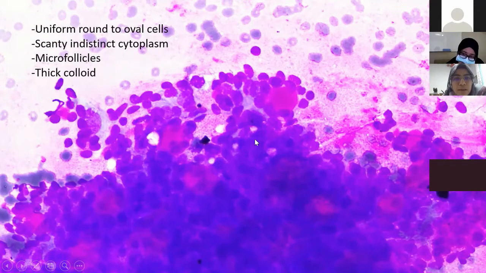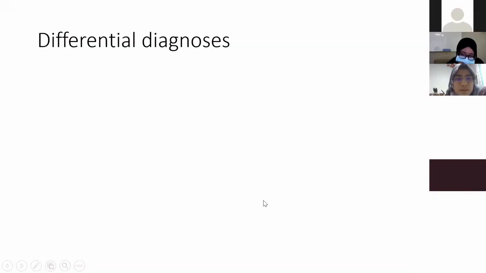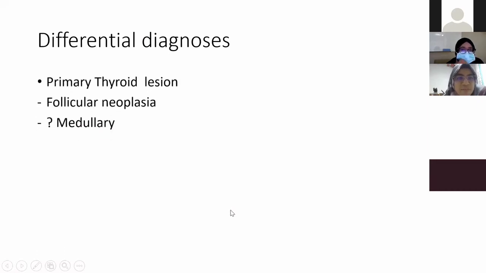Okay, I already mentioned all the information. So what are the differential diagnoses for this? First, we think clinically it is more of a nodular thyroid lesion. Based on the architecture, microfollicular, and the cellularity being a bit more than the colloid material, top on the list is follicular neoplasia.